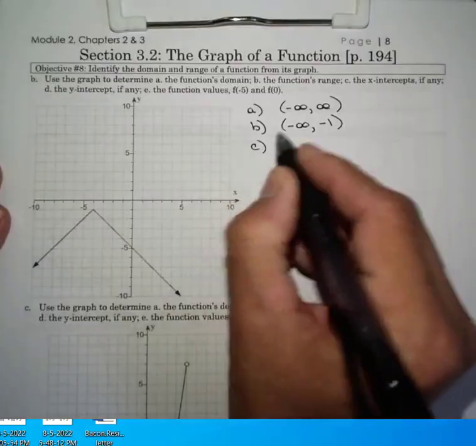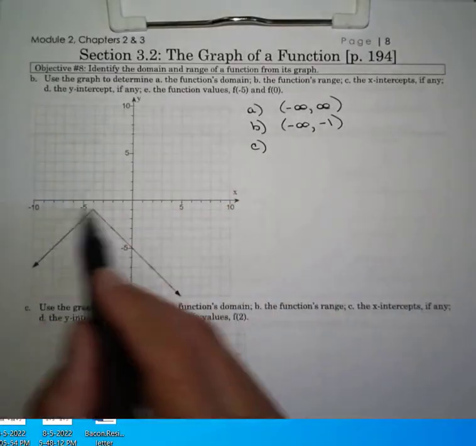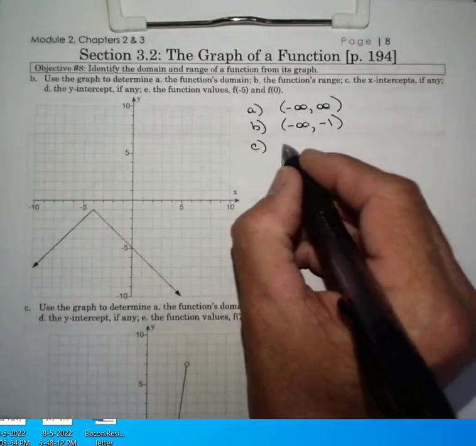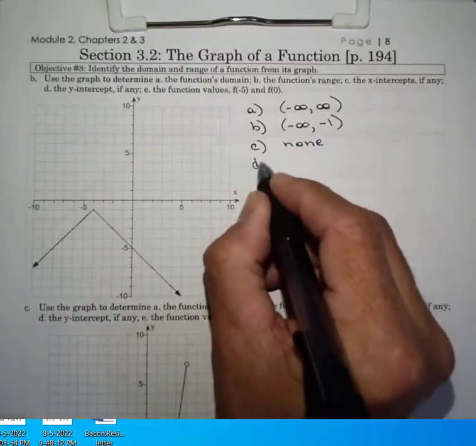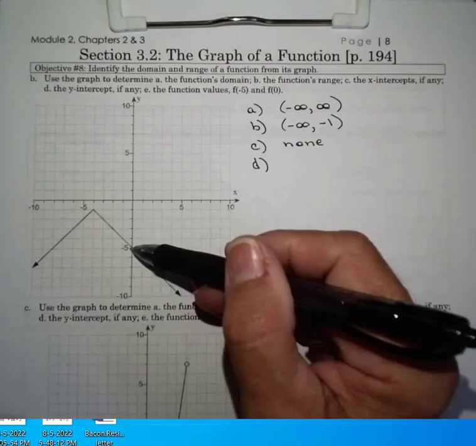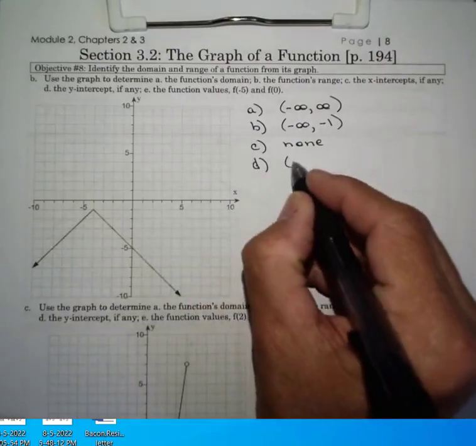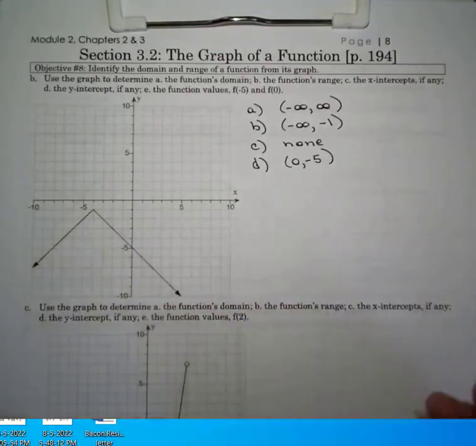Now, the next thing they asked us for was any x-intercepts. This would be where it crosses the x-axis, and it doesn't touch the x-axis. So we can say there are none. And for D, we're going to say any y-intercepts. And it looks like it's crossing right here, doesn't it? Where x is equal to 0 and y is -5. So that would be our y-intercept.